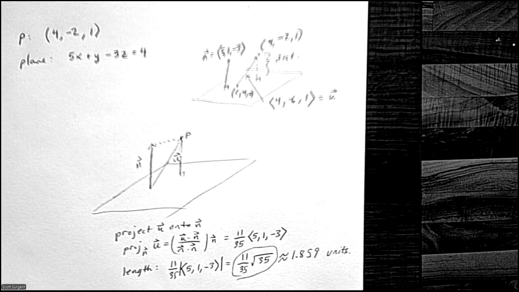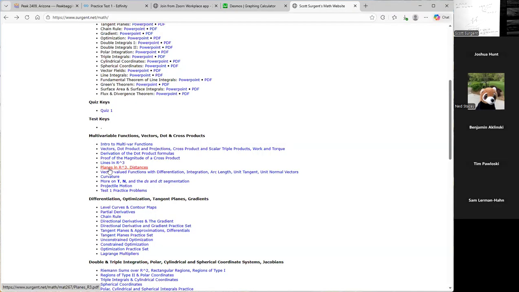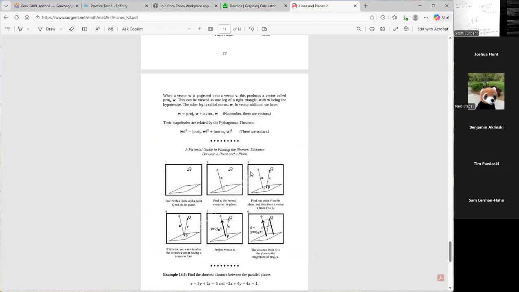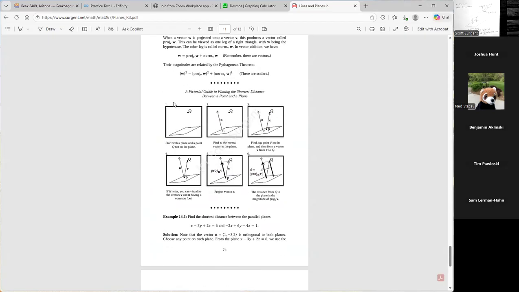So I scrolled down. I'm going to share the screen. Let me go back just one tiny bit. I'm right here. So this is my web page. Planes in R3 and distances. And then right here, I have a kind of like a how-to.